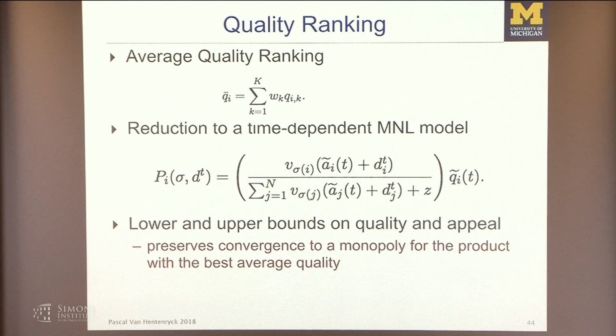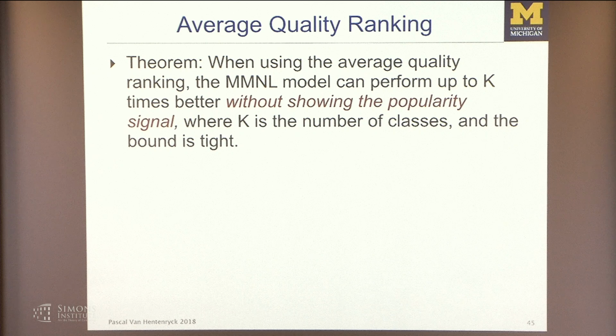So what we can do is say, hey, let's average the quality of the product and reason about this. The proofs are nasty, but essentially you will always converge to the product which has this average quality. But unfortunately, showing a social signal for this particular product can actually deteriorate the quality by a factor of k, where k is the number of classes of customers.